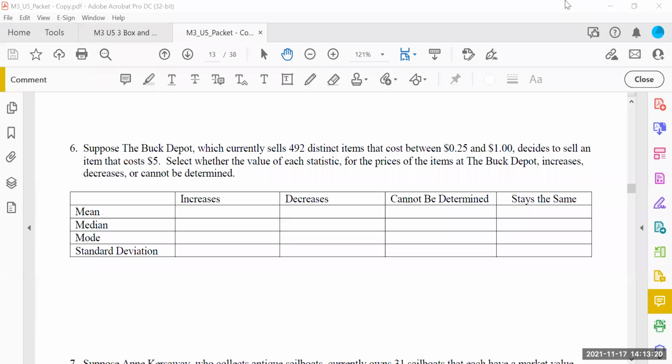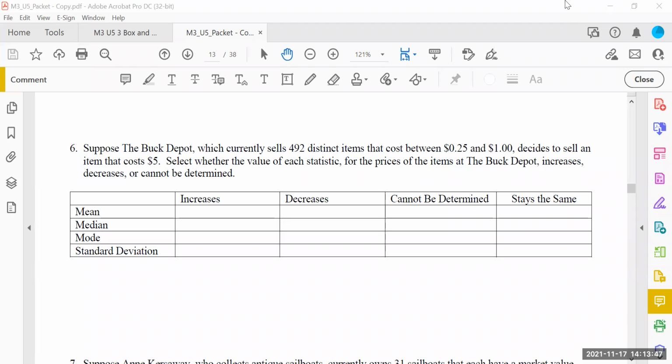All right. So let's talk about 6 and 7 from the homework real fast. 6 and 7 are conceptual questions. I'm going to do number 6 with you, and then I want you to try number 7. Number 6 says, suppose the Buck Depot, which currently sells 492 distinct items that cost between 25 cents and $1, right? So it's like a dollar store. Everything is $1 or less, 25 cents to $1. It decides to sell an item that costs $5.